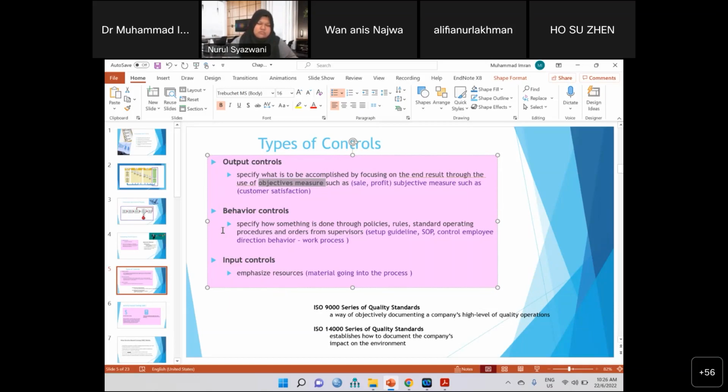The further advanced version, the ISO 14000 series of quality standards, establishes how to document the company's impact on the environment. They should not only have internal control, I mean output control, behavior control, input control, but also consider the impact on the environment. In simple words, they should not only consider product quality and customer satisfaction, but they must also consider how they are impacting the environment, how they are sustaining. They must work on the green environment as well, understand?